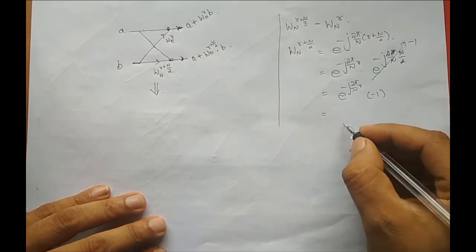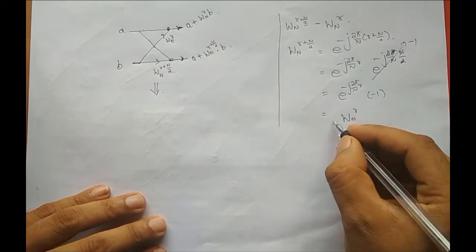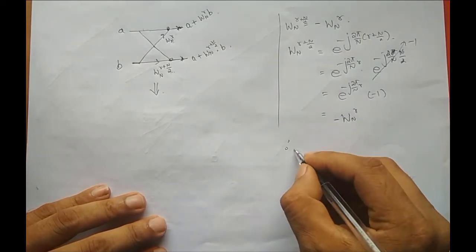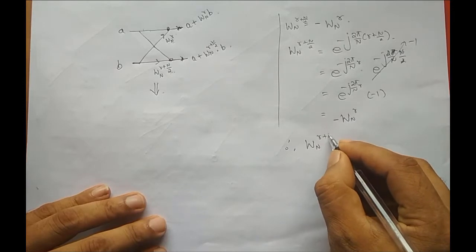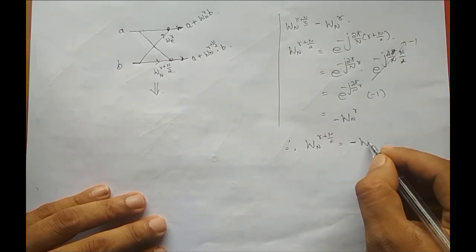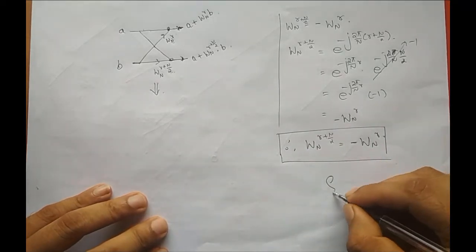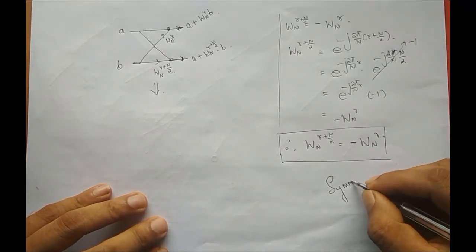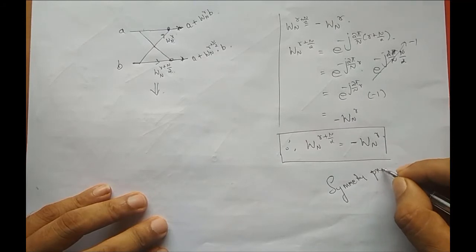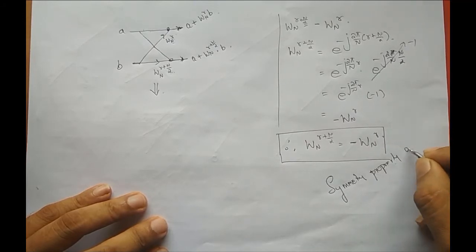So this is nothing but what? Wn power R, and minus 1 I will take it here. So therefore I can write Wn power R plus n by 2 is equal to minus of Wn power R. So we call it the symmetry property of the twiddle factor.